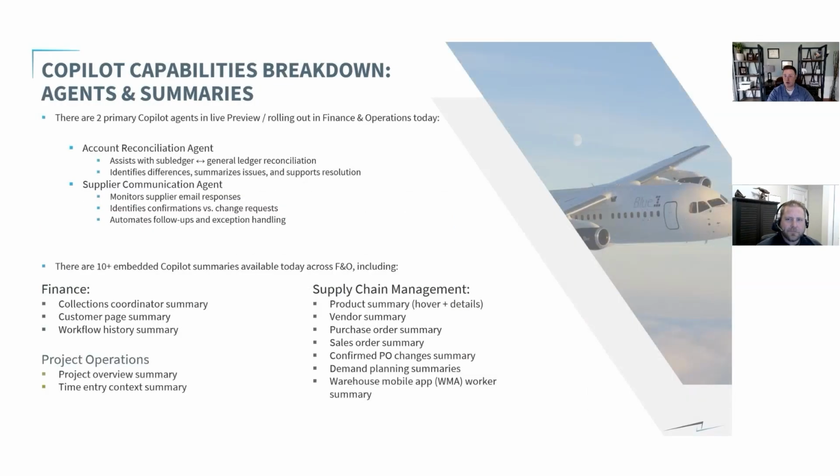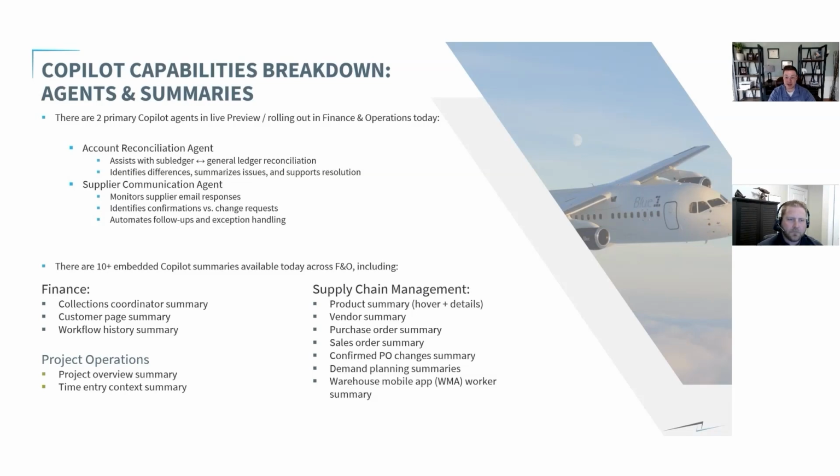If you look at the overall breakdown here, again, we're starting with those two agents. The account reconciliation agent assists with subledger and general ledger reconciliation, but it also identifies differences, summarizes issues, and supports some resolutions for those issues. The supplier communication agent is broken up into two different areas as well: monitoring supplier email responses, and automating those follow-ups with exception handling for purchase orders.